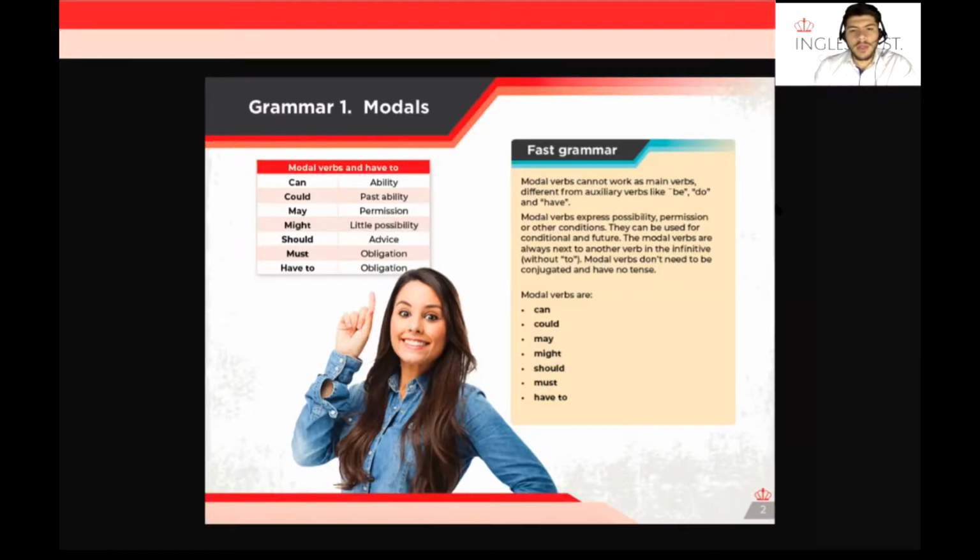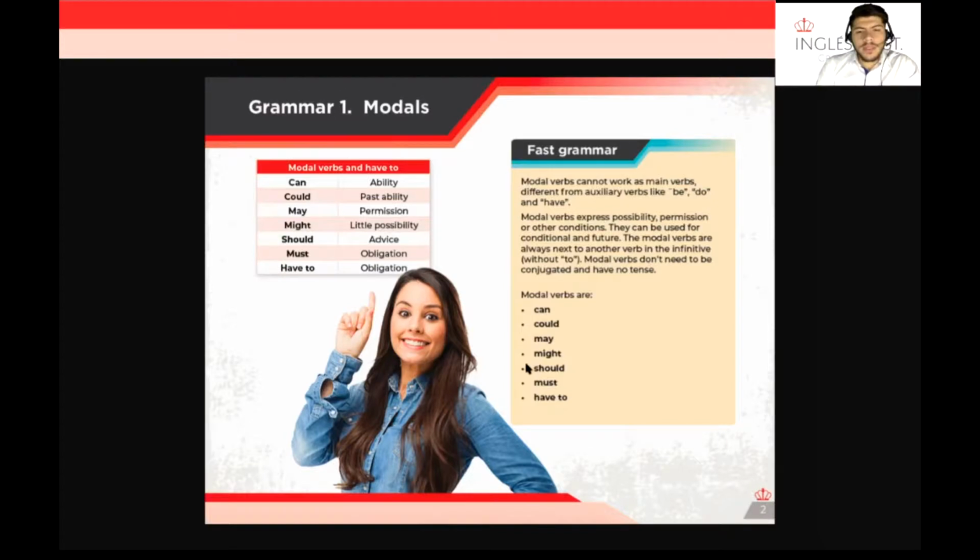And we have a little box here that says fast grammar. Can you read it, please, Gonzalo? The fast grammar says modal verbs cannot work as main verbs, different from auxiliary verbs like be, do, and have. Modal verbs express possibility, permission, or other conditions. They can be used for conditionals and future. The modal verbs are always next to another verb in the infinitive without to. Modal verbs don't need to be conjugated and have no tense. Examples of modal verbs are can, could, may, might, should, must, have to.